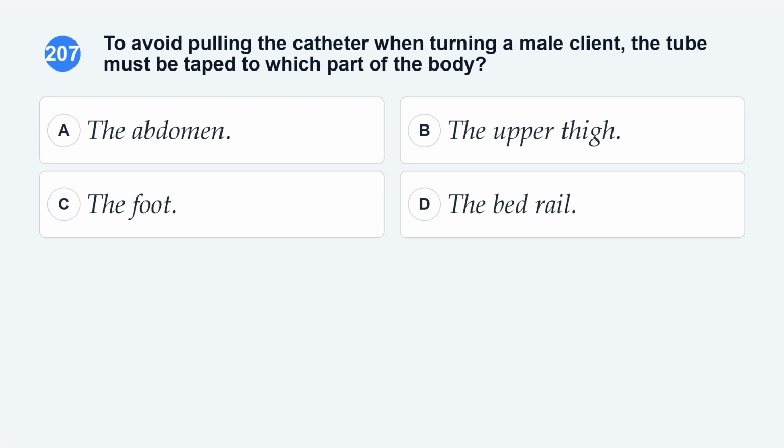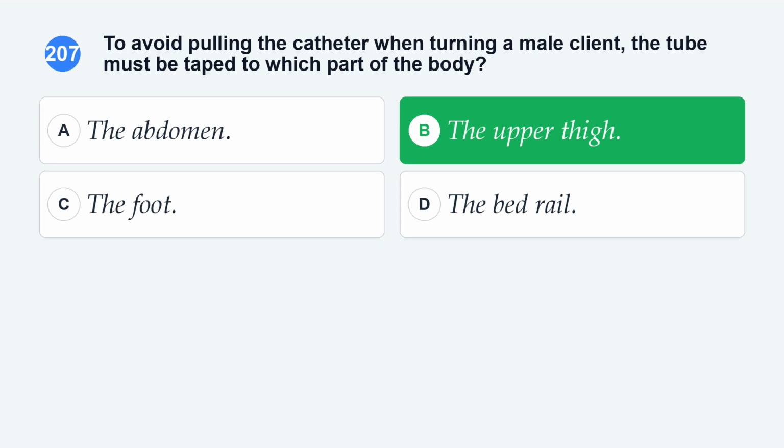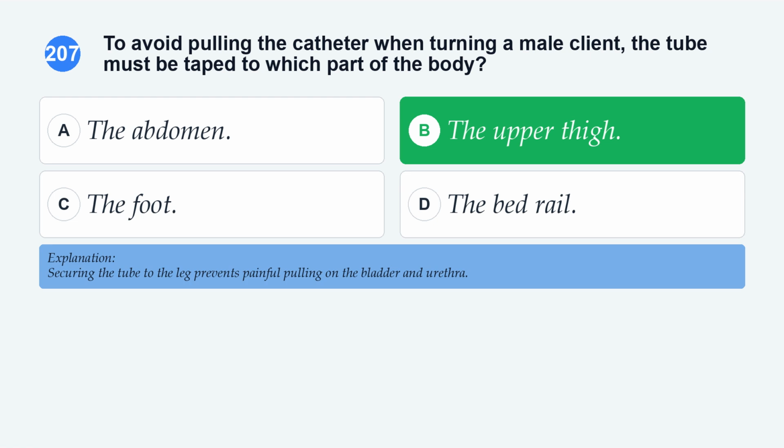Question 207. To avoid pulling the catheter when turning a male client, the tube must be taped to which part of the body? Option A, the abdomen. Option B, the upper thigh. Option C, the foot. Option D, the bed rail. The correct answer is option B, the upper thigh. Explanation. Securing the tube to the leg prevents painful pulling on the bladder and urethra.